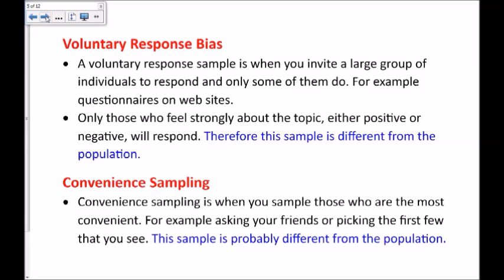The second type of bias is a convenience sample. Convenience sampling is when you sample those who are most convenient. The easiest ones to sample tend to not be a very good sample. So for example, asking your friends a question, or picking the first few that you see, are usually not a really good sample. There's no randomness in that, and there could be a fundamental difference between that group and the population.